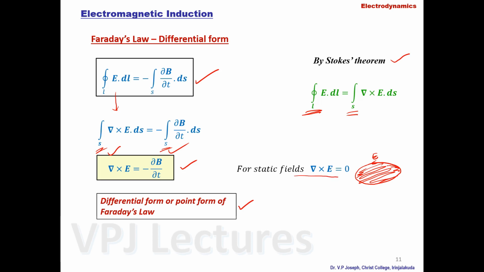And for a static case, d by dt tends to 0. No d by dt term is coming. So we can equate the right hand side term to 0, so that del cross E becomes 0. So that is for the static field situations.